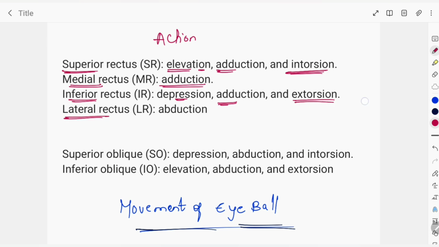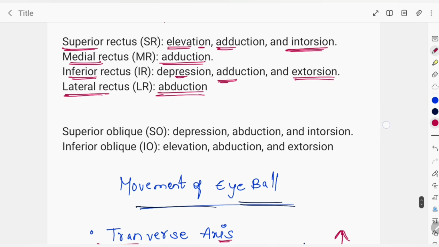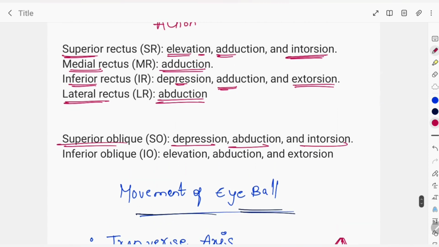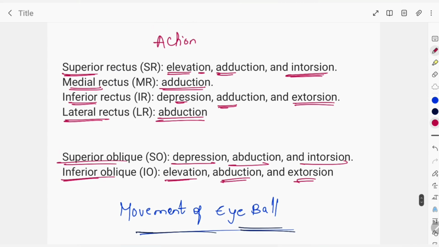For the lateral rectus, it does abduction. Now the superior oblique muscle depresses, abducts and does intorsion. Okay, and inferior oblique: elevation, abduction and extorsion. So this is what the actions are. You have to remember these. For medial rectus, you can see.